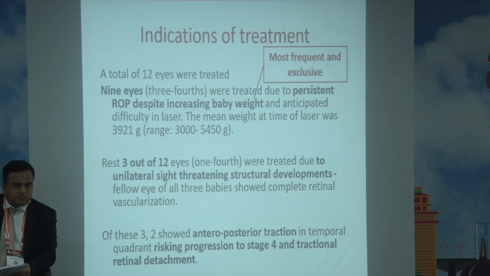Indications of treatment: the most frequent and exclusive indication of treatment in our study was persistent ROP despite increasing baby weight, which formed 9 out of 12 eyes. The mean weight at the time of laser in these babies was 3,921 grams. The remaining 3 out of 12 were treated due to unilateral sight-threatening structural developments. Fellow eyes of all 3 babies showed complete retinal vascularization. Of these 3, 2 showed anteroposterior traction in the temporal quadrant, risking progression to stage 4 and tractional RD.